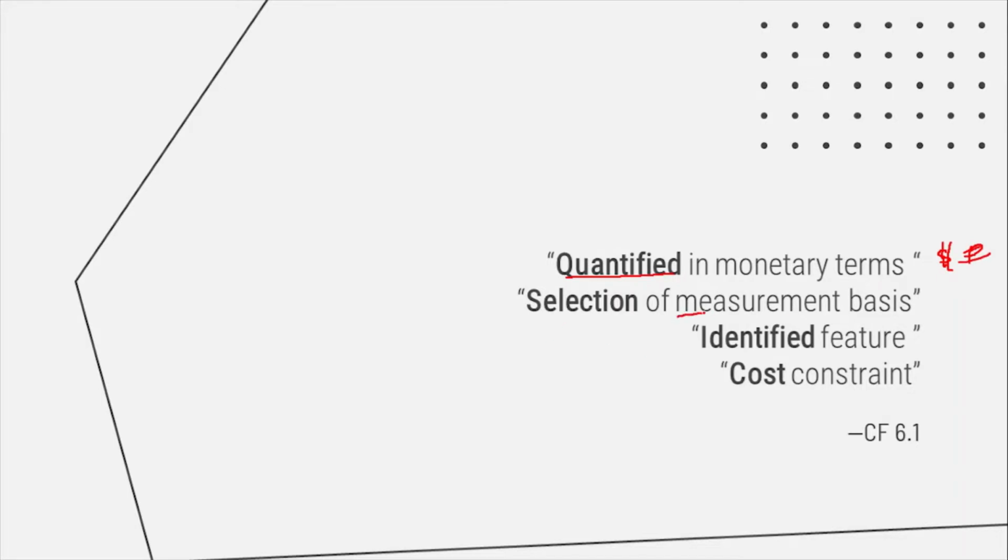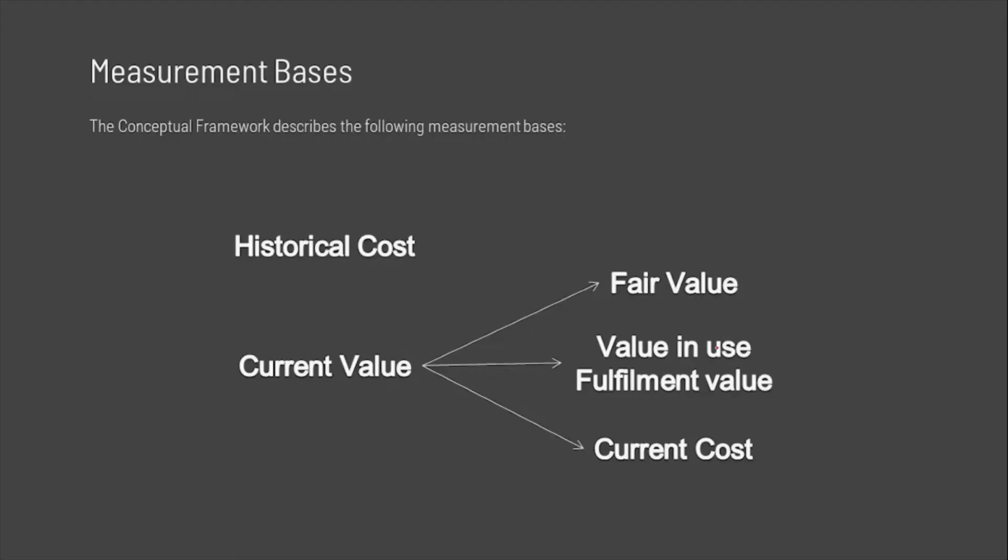Selection of the measurement basis: will it be using historical cost or current value? We will also identify the feature as well as the concept of the cost constraint. The conceptual framework describes the following measurement bases. First, you have your historical cost and you have your current value. Under the current value, you have three measurements. You may either use fair value, value in use in terms of asset, and fulfillment value in terms of liability, as well as your current cost.